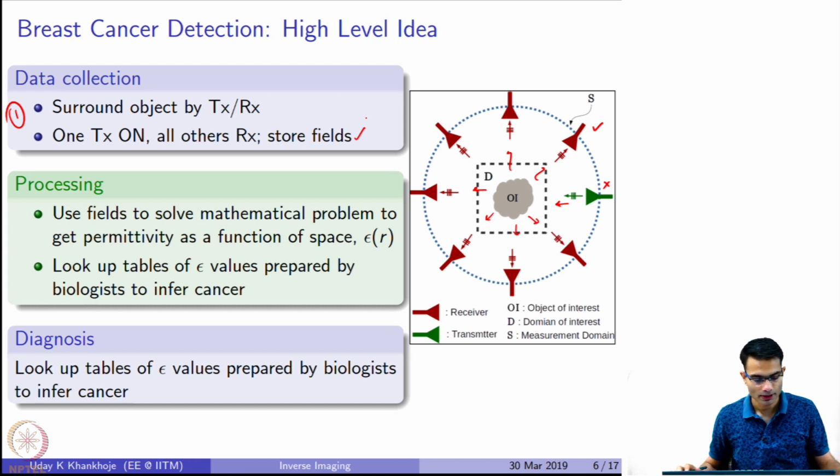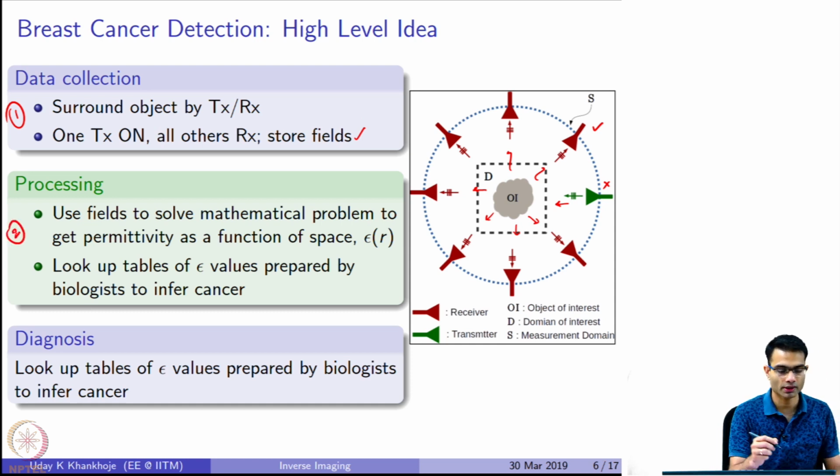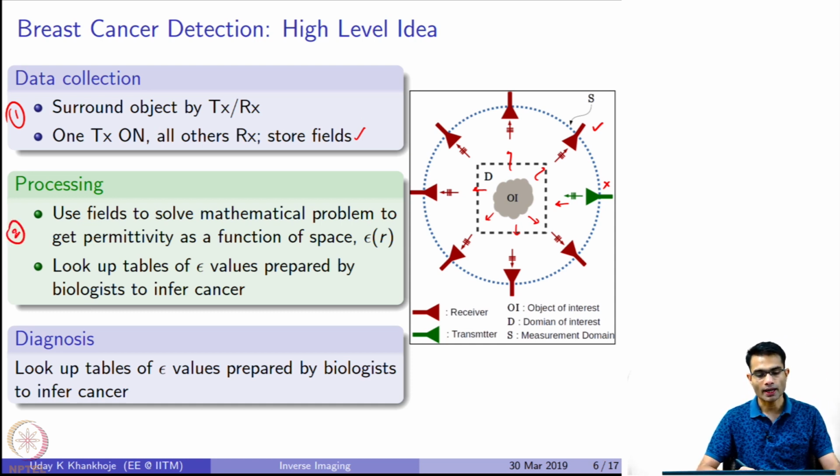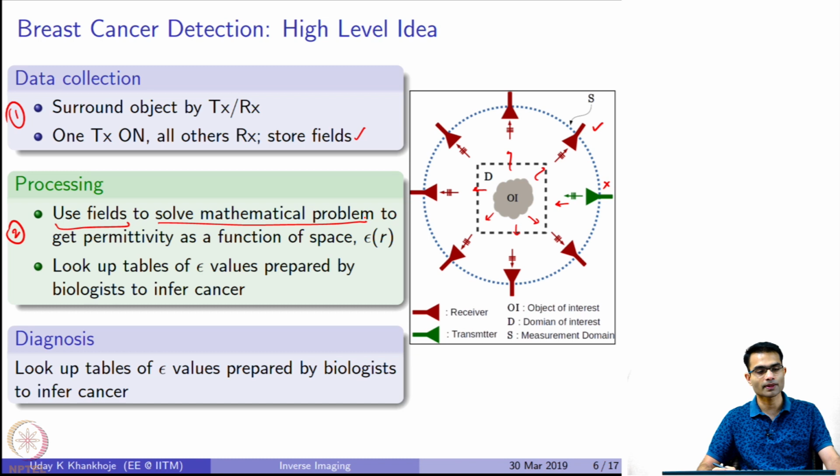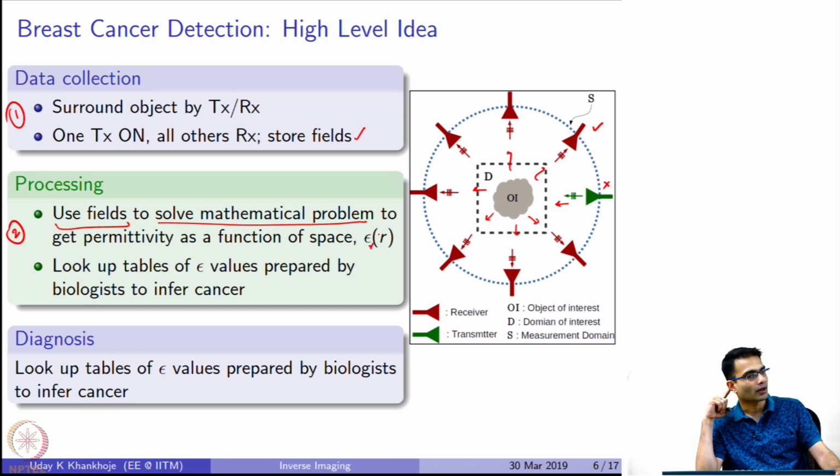And step 2 is where the real challenge is, right. So, I have to use these fields that I have collected and solve a mathematical problem. This mathematical problem is what is called an inverse problem to get permittivity as a function of space, right. So, I want permittivity as a function of space. Now, as was mentioned, it can happen that healthy tissue will also scatter waves, cancerous tissue will also scatter waves. So, after having done all of this, what do I do?